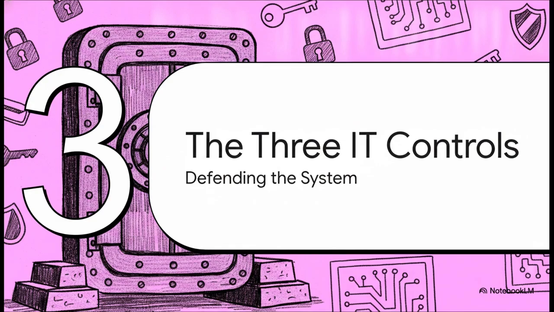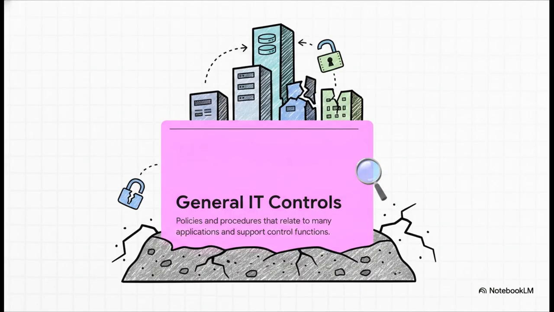Moving right along to Section 3, the 3 IT controls, defending the automated environment. So how does a business actually defend itself against all those risks we just talked about? I want you to think of this like a highly secure bank vault. The absolute bedrock, the foundation of the whole building, is what we call general IT controls. By definition, these are the overarching policies and procedures that relate to many applications at once. They exist to support the effective functioning of application controls. Think about it. If your general IT controls are weak, the foundation is cracked, and that means everything built on top of it is completely compromised.